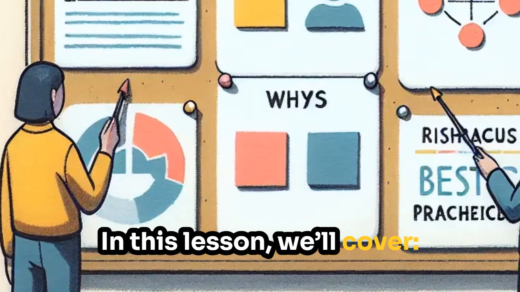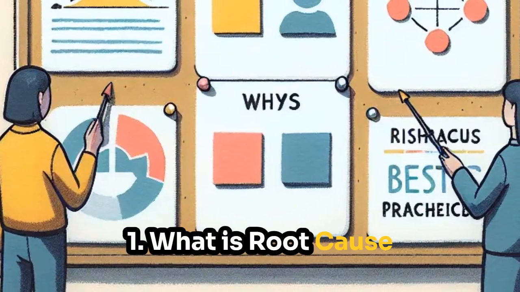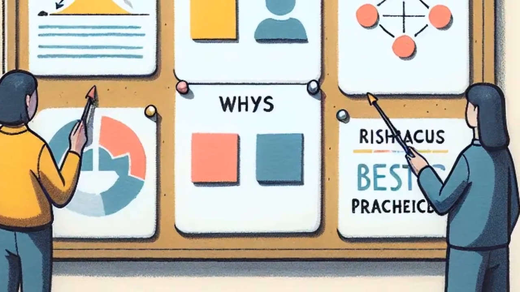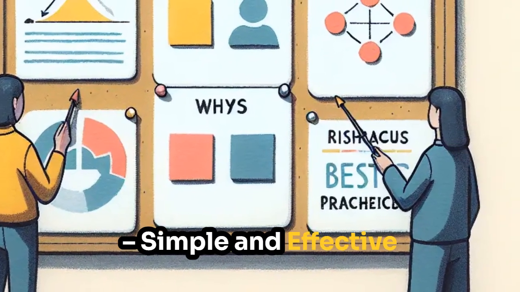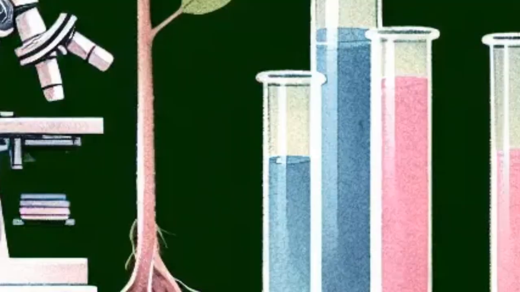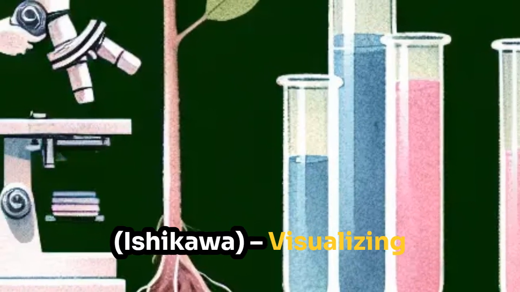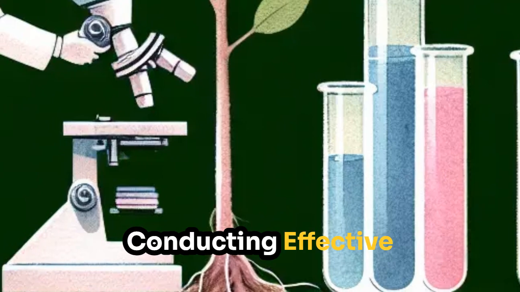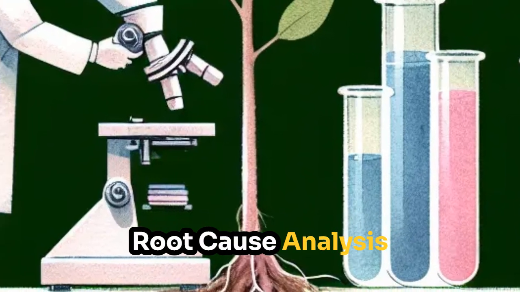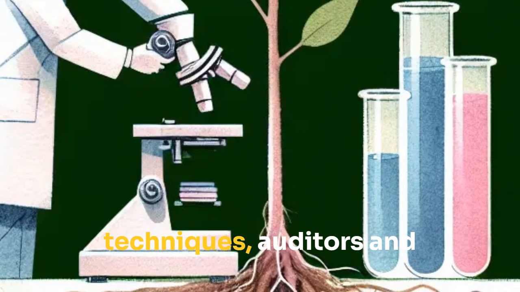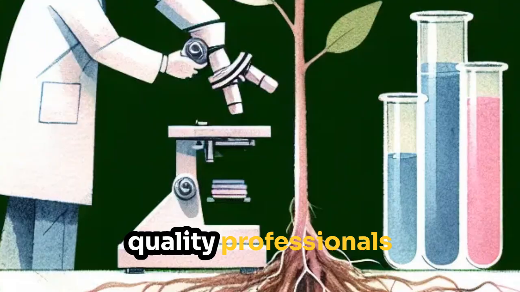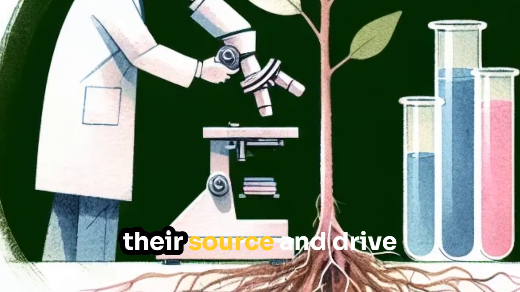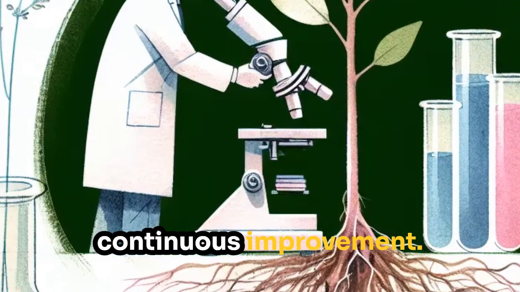In this lesson, we'll cover: 1. What is root cause analysis, RCA? 2. 5 whys method, simple and effective problem solving. 3. Fishbone diagram, Ishikawa, visualizing root causes. 4. Best practices for conducting effective root cause analysis. By mastering these techniques, auditors and quality professionals can resolve problems at their source and drive continuous improvement.